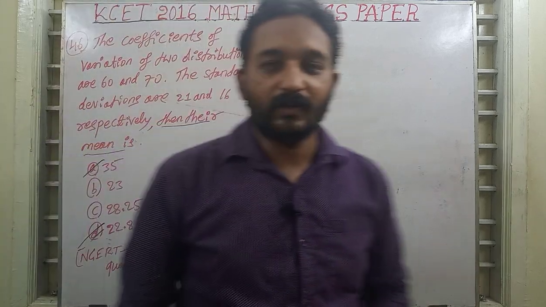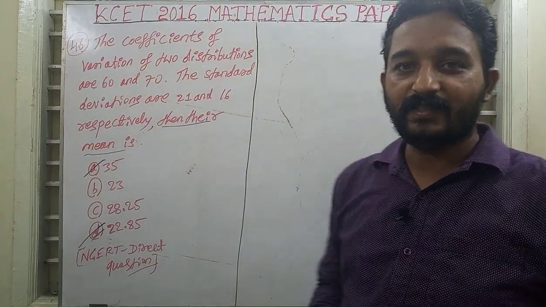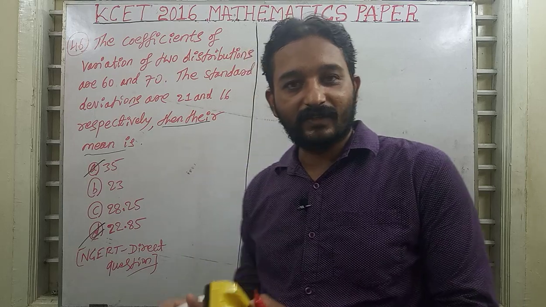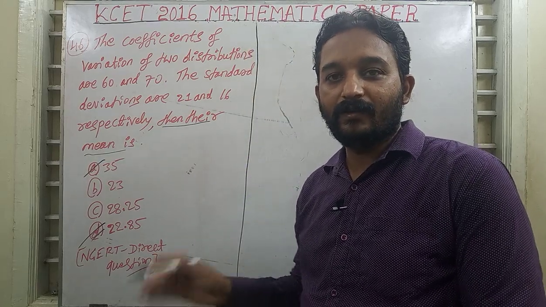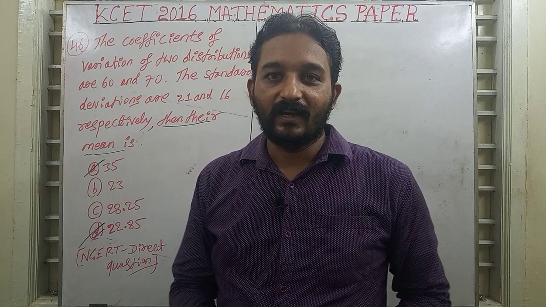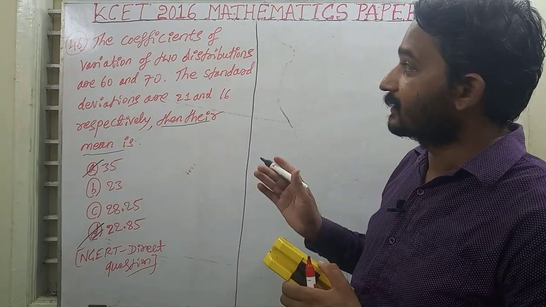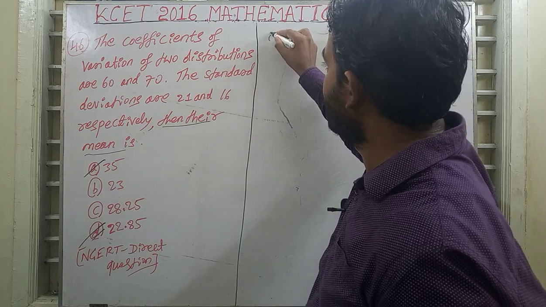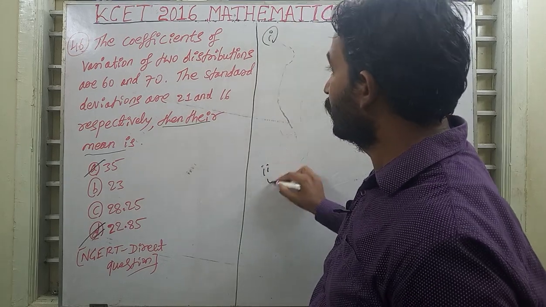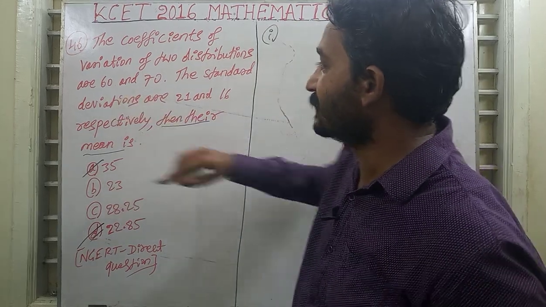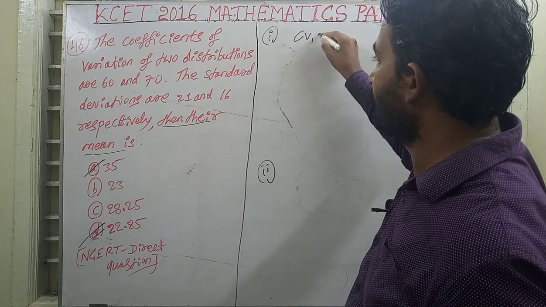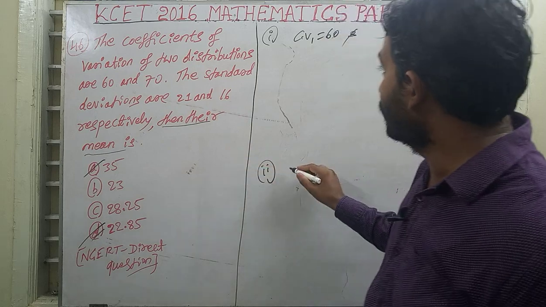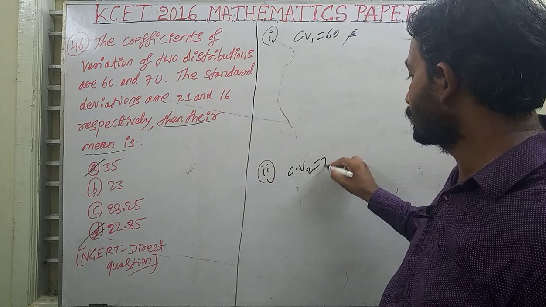So now let us move on to the next question, question number 46. This question, based on the chapter Statistics, belongs to the first year. Particularly it depends on the last topic, coefficient of variation. In this case the coefficient of variation of two distributions are given. So two distributions, coefficient of variation, first one C.V.1 is equal to 60, and second one C.V.2 is equal to 70.